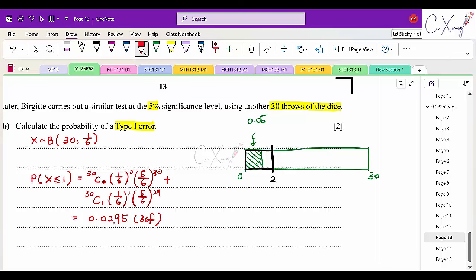The 0.0295 is smaller. That means if I want to draw the 1, the line should be somewhere here, so that the red area, which is x smaller equals to 1, is smaller than 0.05. And very obviously, you can see from here, the line number 1 falls under the rejection region. 2 is acceptance, 1 is rejection, 0 is definitely under the rejection. Therefore, you know that your rejection region falls under x smaller equals to 1.